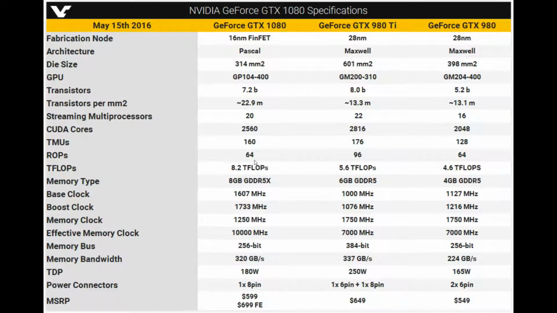It only has 64 ROPs, which is the same as the GTX 980 and less than the GTX 980 Ti. This could have an effect at higher resolutions, 4K and that sort of thing. So that's something to look out for in the benchmarks.